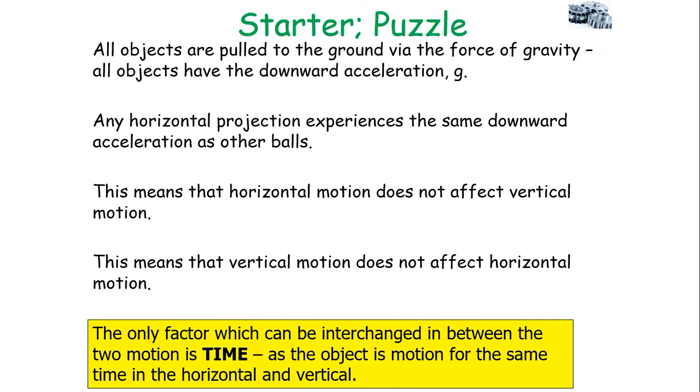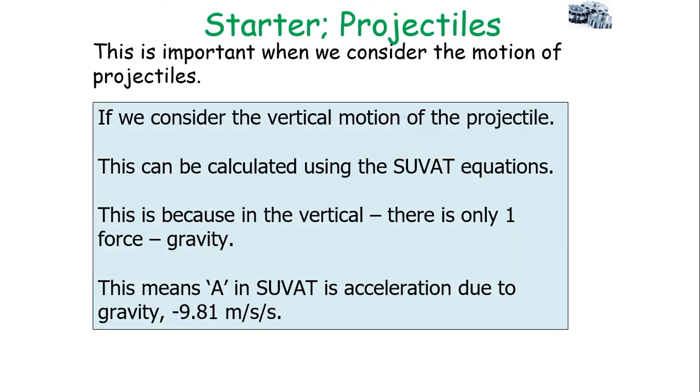Now, all objects are pulled to the ground by the force of gravity. So all objects have a downward acceleration of g. Any horizontal projection experiences the same downward acceleration as any other object. This means horizontal motion doesn't affect vertical and vice versa. The only factor that can be interchanged between horizontal and vertical motion is time, because the time of motion is the same regardless of its vertical behavior or its horizontal behavior. So it's important when we consider the motion of projectiles.